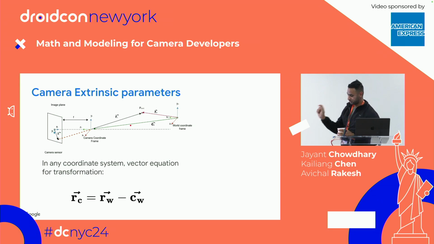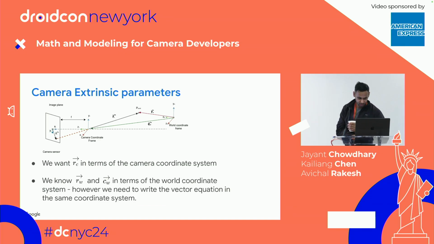One thing to note though is that this equation is only valid when all of your vectors are represented in the same coordinate system. So it's either in the world coordinate system or the camera coordinate system. If there are separate coordinate systems, this equation is not valid. You might be able to modify it for it to be valid, but in itself, it's not valid. So like I mentioned, we want RC in terms of the camera coordinate system. At the same time, we do know RW and CW in terms of the world's coordinate system. But as I mentioned, we need to write this equation with respect to the same coordinate system, but we have two different ones here. So what do we do to make that possible?